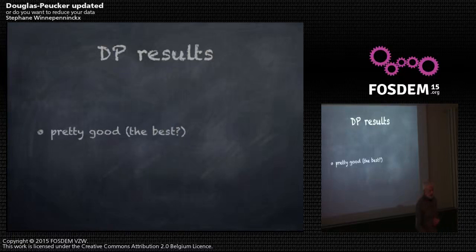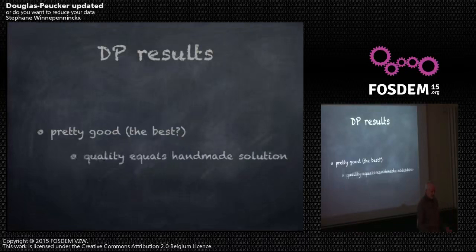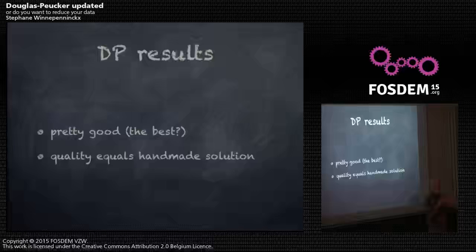The results of Douglas-Peucker are quite good, and the community says that it is the best, because the quality of the resulting simplified polyline is very nearly what people can do. We asked people to do it by hand, and I will not say that they chose the same points, but the simplified polyline they produce is very comparable to the Douglas-Peucker result.